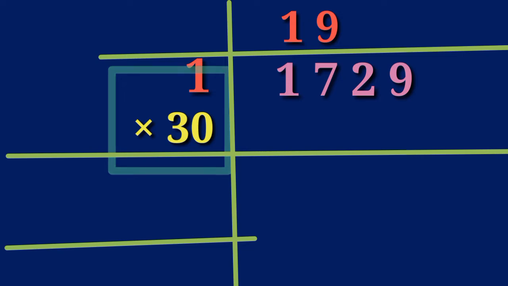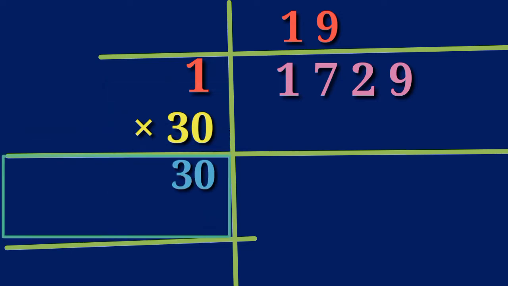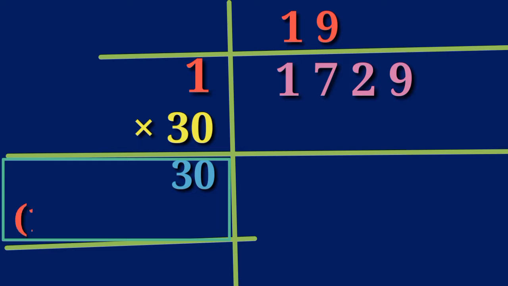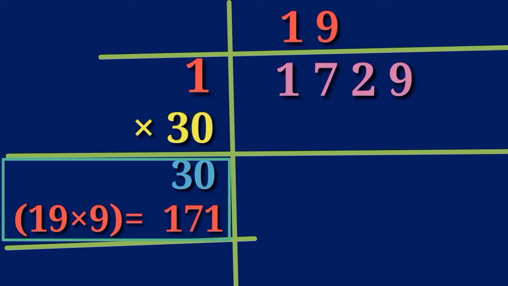30 times 1 is equal to 30. Write it down. Below that, the unit digit of 19 will be multiplied by 9. That is 171. Now multiply 30 by 171. Take 0 first. 3 into 1 is equal to 3, 3 into 7 is equal to 21, carry 2, 3 into 1 is equal to 3 plus 2 is equal to 5.